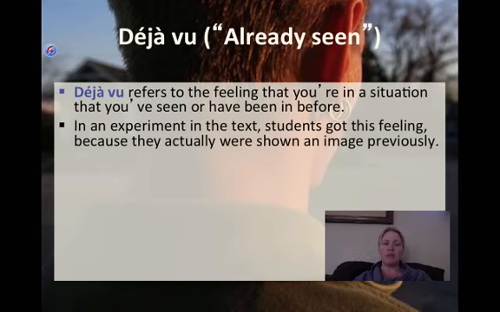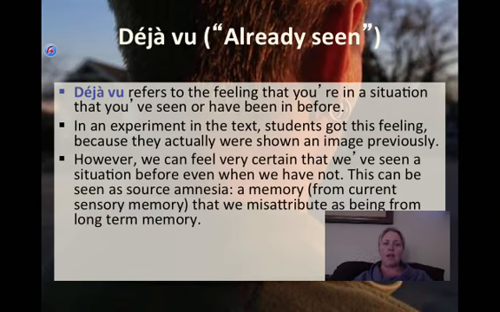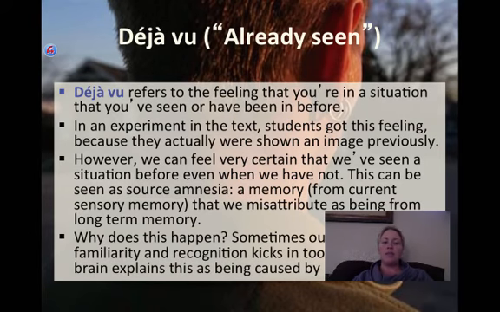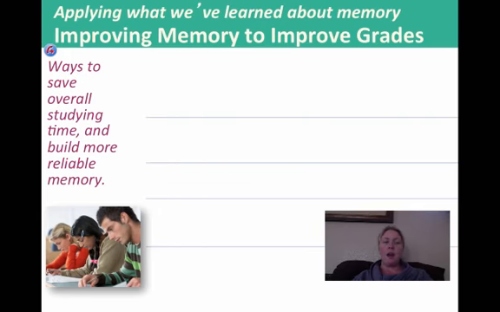Now, deja vu, we talked about this. Deja vu refers to the feeling that you are in a situation that you've seen or have been in. There are lots of different explanations. We talked about some of the technical ones, and it could be seen as source amnesia as well. Sometimes our sense of familiarity and recognition kicks in too soon, and our brain explains this as being caused by a prior experience.